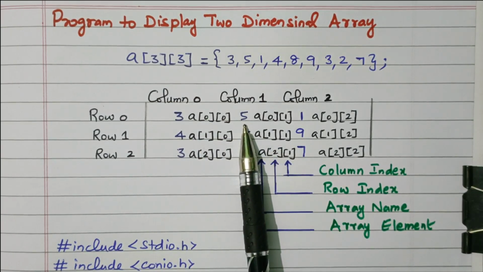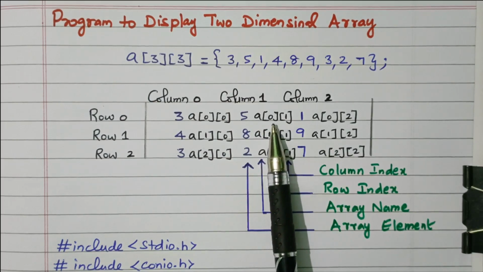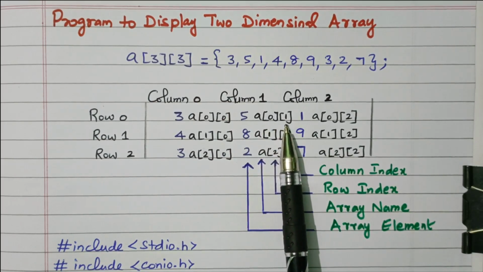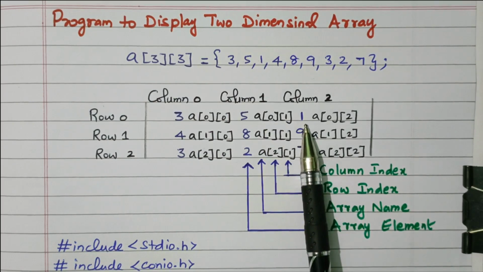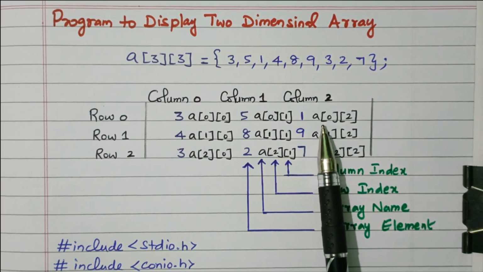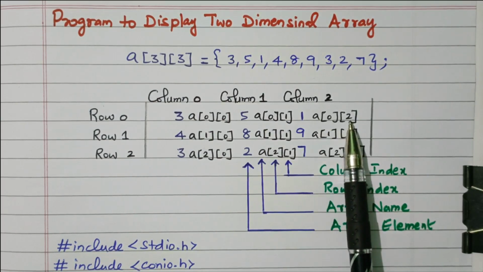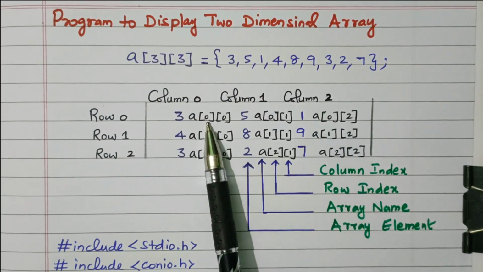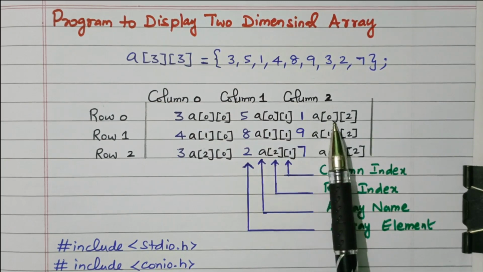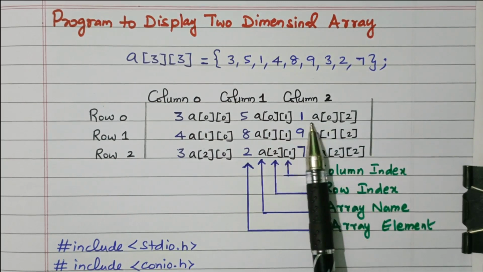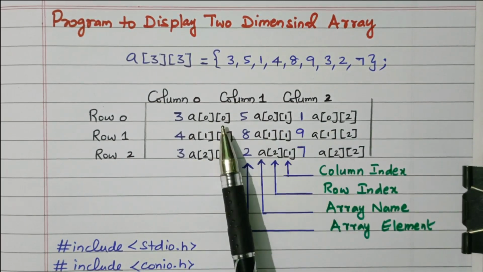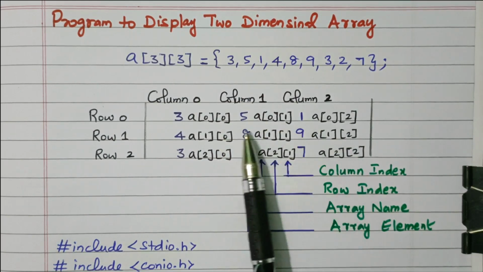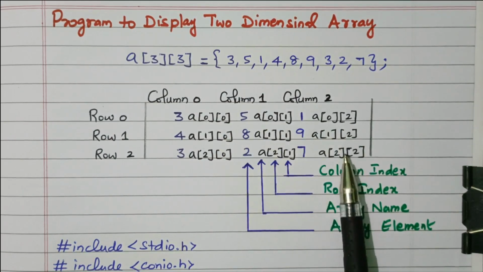The next, second number 5 is arranged in 0, 1. Same first row, second column. Third element 1 is assigned in A of 0, 2. First row, third column, right? So 0, 0, 0, 1, 0, 2. This first 0 indicates first row. This 0, 1, 2 mean first column, second column, third column.